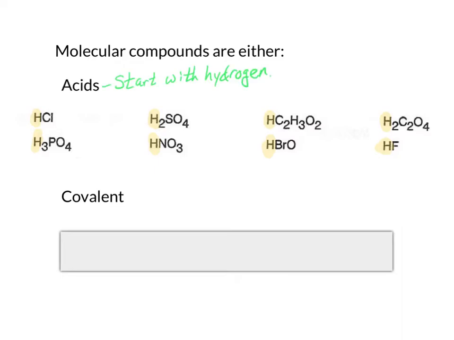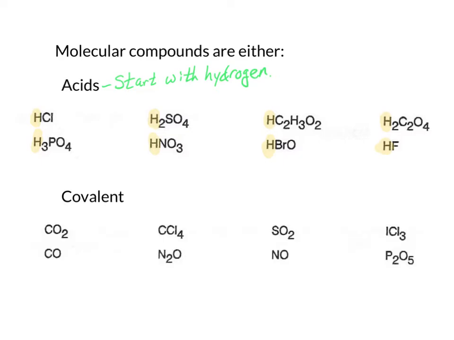So that makes it pretty easy to find the acids. They are molecular compounds, and they all start with hydrogen. Now let's look at the covalent compounds. What do you notice about them?